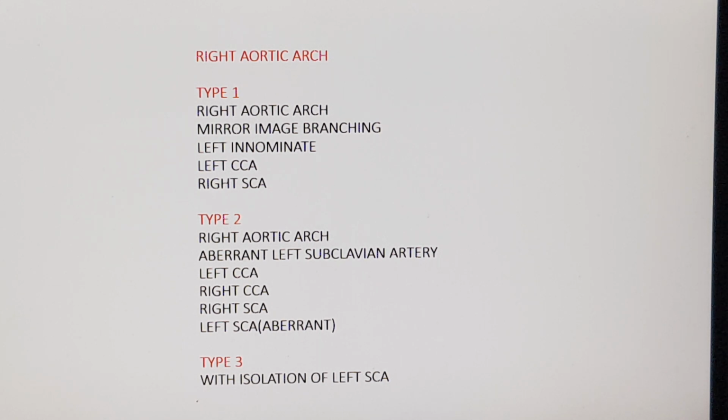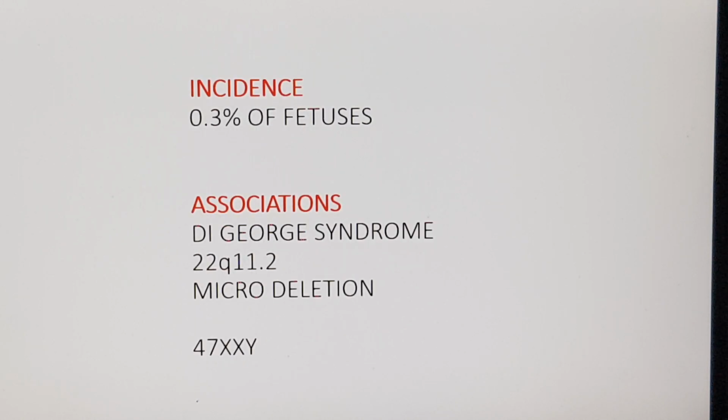And the third one, type 3, is when there is isolation of left subclavian artery. So remember, when you have an isolated right aortic arch and when there is no anomalous vessel, it is type 1. When we have a right aortic arch and when we have an aberrant left subclavian artery, it is type 2, and it is the type 2 which qualifies for a vascular ring. The incidence of right aortic arch is 0.3% or seen in 0.3% of fetuses.